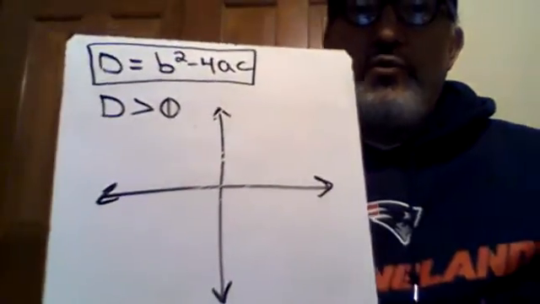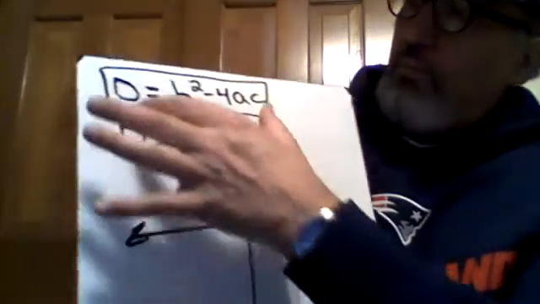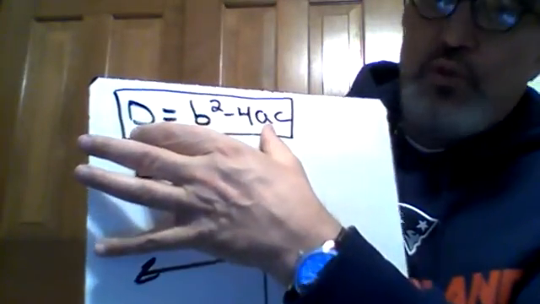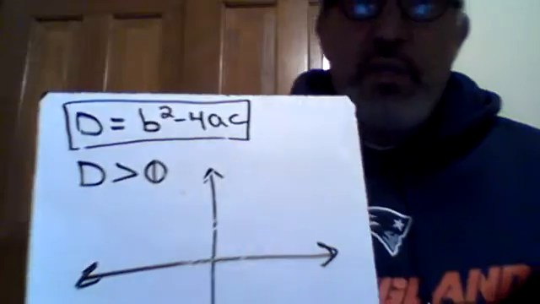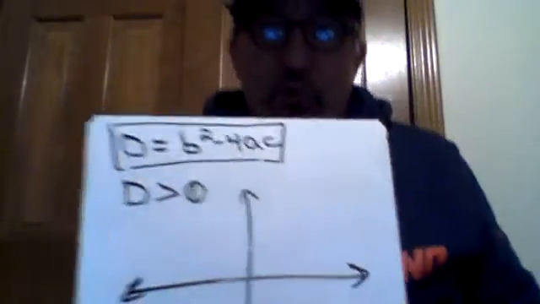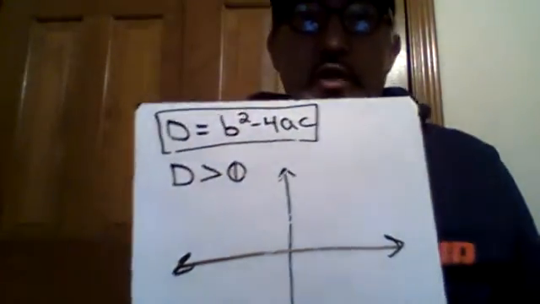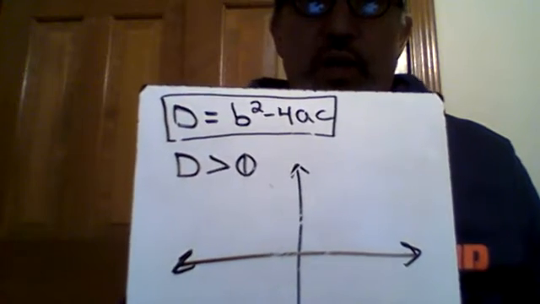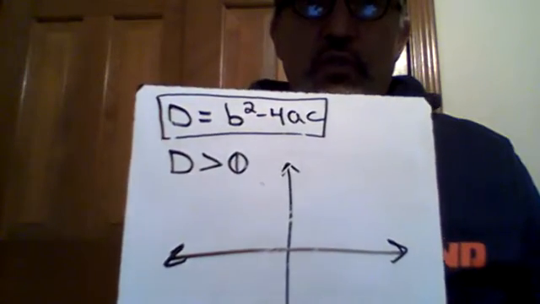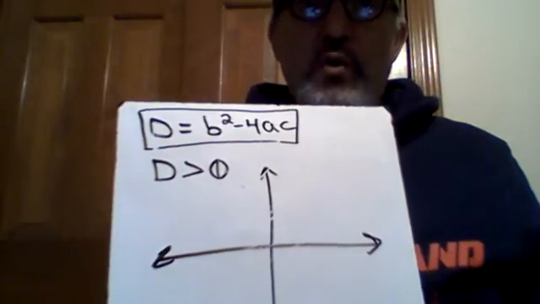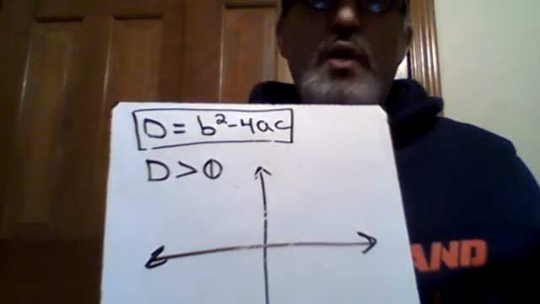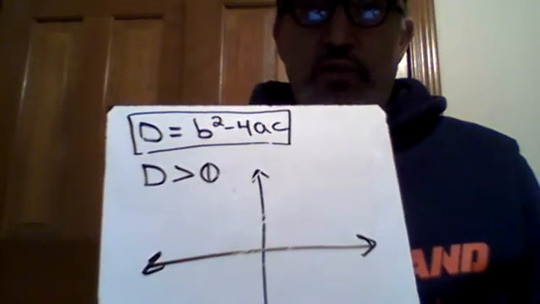We have to consider three cases. I've just reminded you up here of what the discriminant is, the b squared minus 4ac, the number that's underneath the square root sign in the quadratic formula. We're going to consider the case where d is greater than 0, and then where d is equal to 0, and finally where d is less than 0.